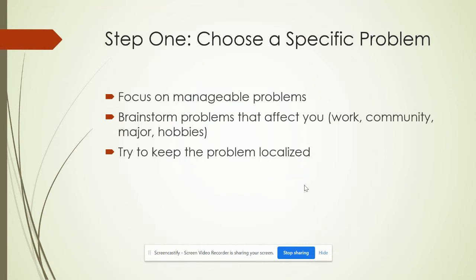Try to keep the problem localized. In other words, keep it to your local community, whether it be Rochester or your hometown. We are at a community college, so keeping things localized kind of fulfills the community college mission. So for example, I've noticed a lack of bike paths at MCC. That is a local problem, okay? It's manageable. It affects me. It's one of my hobbies. It's also at my work, okay? So that's something that I can maybe examine as a potential problem for my final paper.